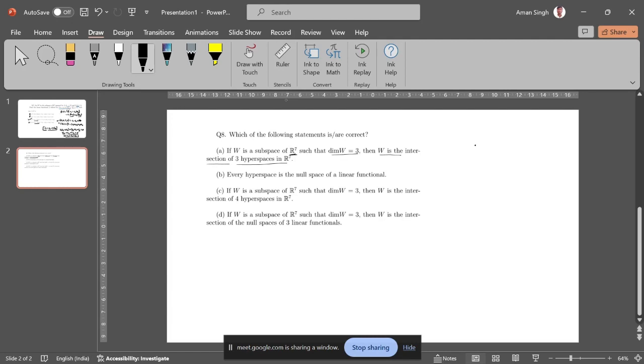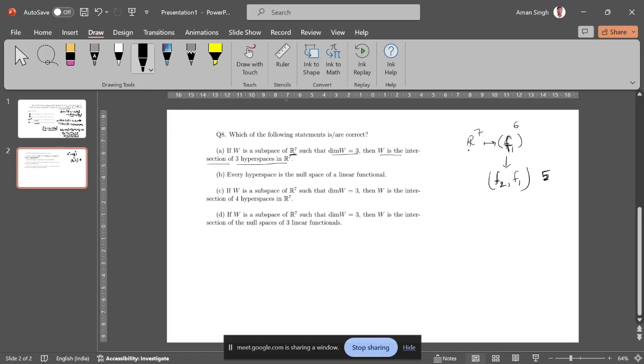So initially it was R7, and one hypersurface will be of dimension 6. Say this is given by F1, the kernel of some linear functional F1. So this is your 6-dimensional space. Now you intersect with some F2, which is again a linear functional on the whole of R7, but the intersection will be of dimension 5, because every time we get dimension 1 less.